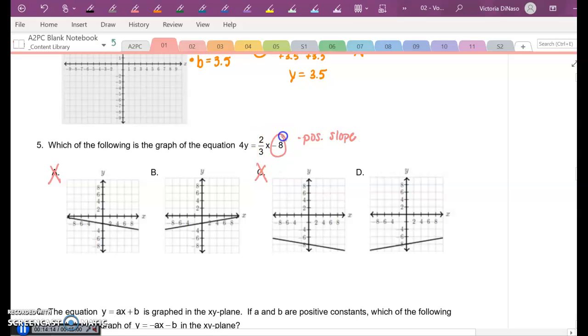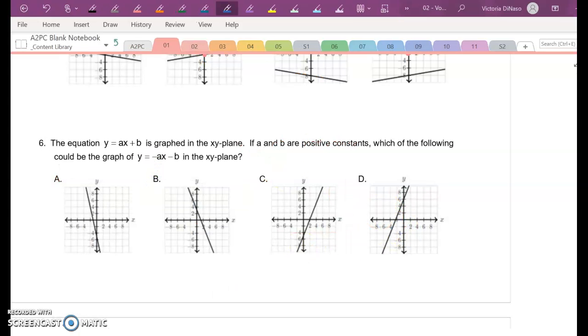So I know for sure it's going to be a positive slope. We know that this has to do with our y-intercept, and if we move the 4 to the other side using either multiplication or division, right, if we were to divide by 4, we'd end up with negative 2, right? So therefore, we have a negative y-intercept, or my y-intercept is negative 2. The one that intercepts at negative 2 is B.